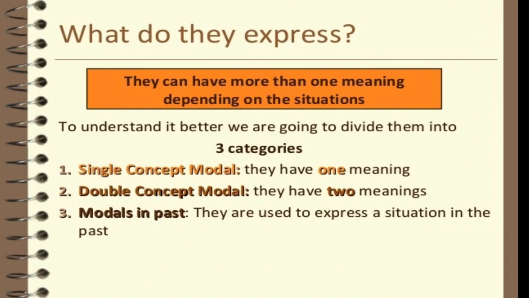Moving forward, what do modal verbs do in the sentence? They can have more than one meaning depending on the situation. To understand it better, we are going to divide them into three categories. Number one is single concept modals, which have one meaning. Number two, double concept modals, which have two meanings. And number three, modals in the past, which are used to express a situation in the past.